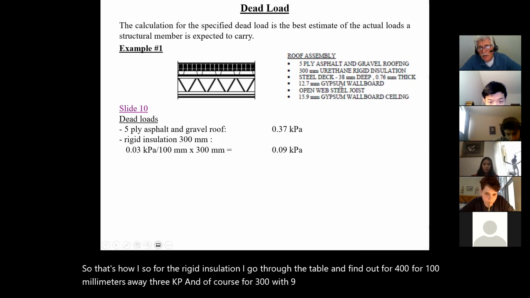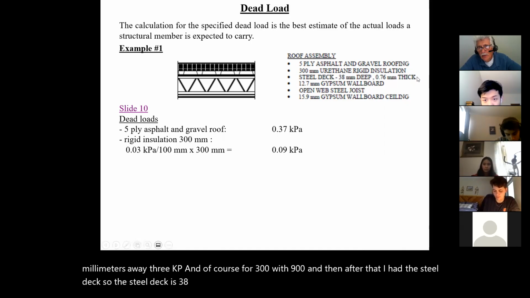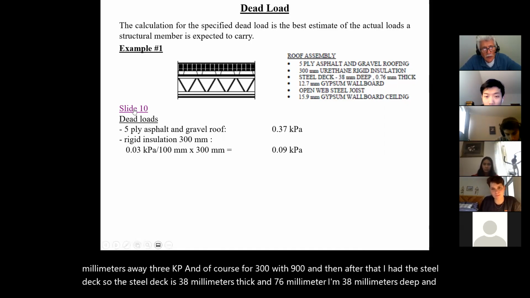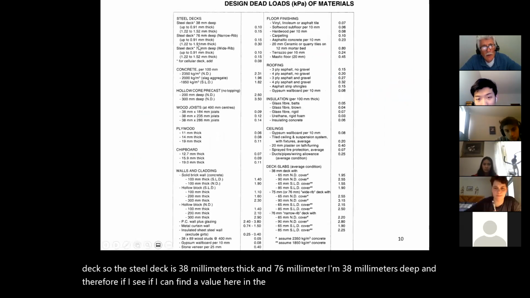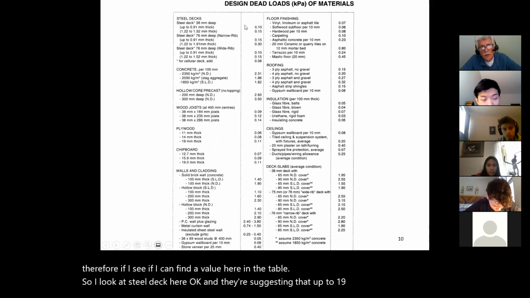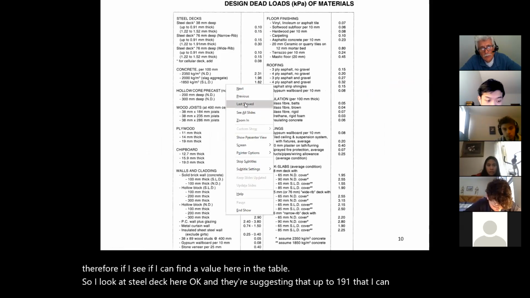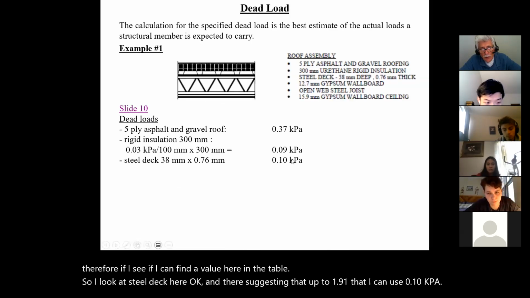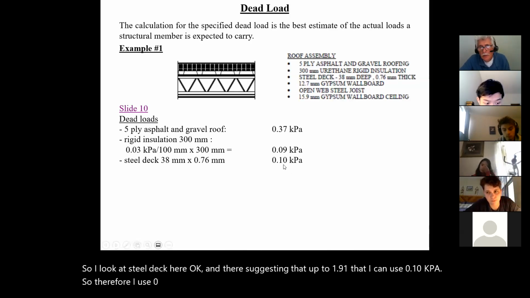Then after that, I have the steel deck. So the steel deck is 38 millimeters thick and 38 millimeters deep, and therefore, I see if I can find a value here in the table. So I look at steel deck here, okay, and they're suggesting that up to 1.91, I can use 0.10 kPa. So therefore, I'll use 0.10 kPa, okay?